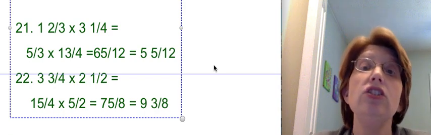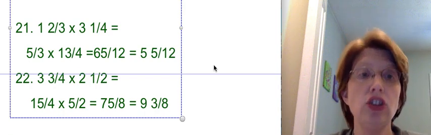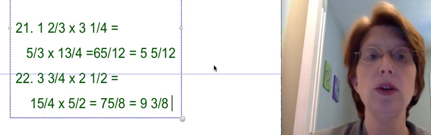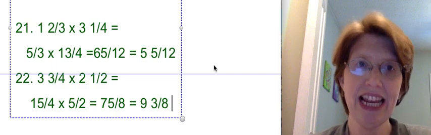The rest of this page is exactly the same way. Change to improper fractions, multiply straight across, change it back into a mixed number. Ready, set, finish it up.